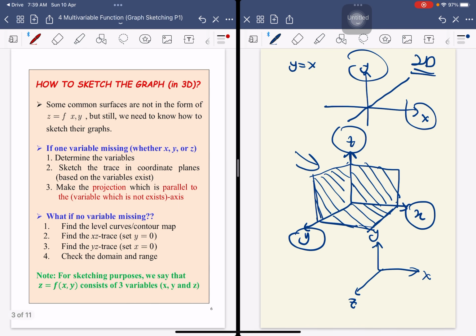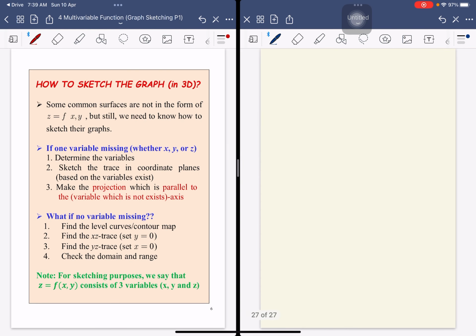Okay, so like I said, you have learned previously how to sketch in 2D. So let's talk about how we can sketch the graph in 3D. We have two options over here. If one variable is missing, whether x, y, or z, the first thing is for you to determine the variable, and then sketch the trace in the coordinate plane, and then make the projection which is parallel to the variable which does not exist in the axis.